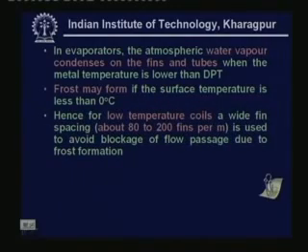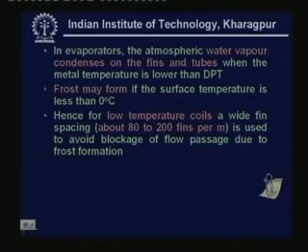Hence, for low temperature coils, what is the consequence of this? We have to consider this while designing. So what is done is, for low temperature coils, that means the coils which operate at low temperatures such that frosting may take place, a wide fin spacing, about 80 to 200 fins per meter, is used to avoid blockage of flow passage due to frost formation.